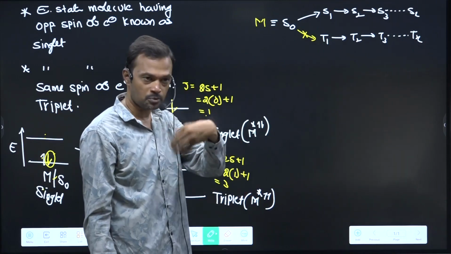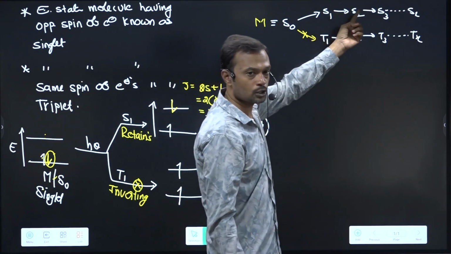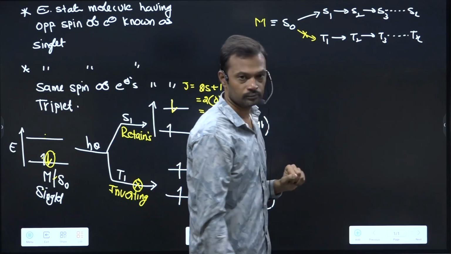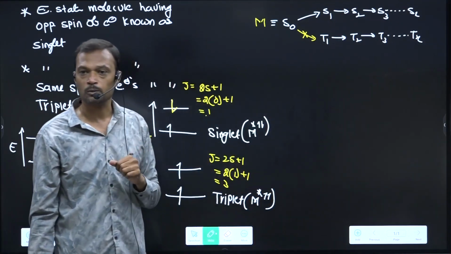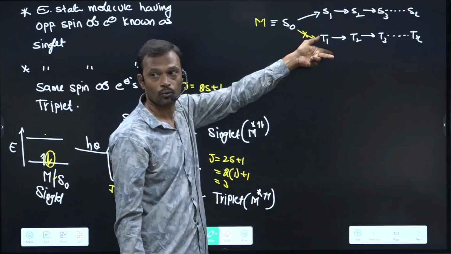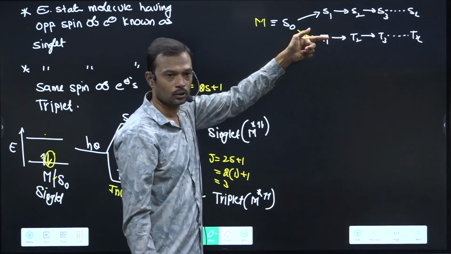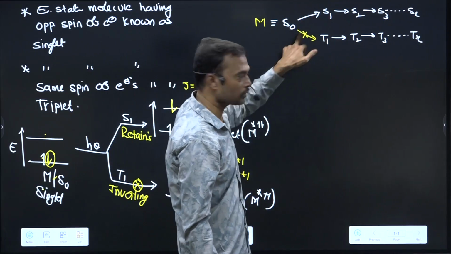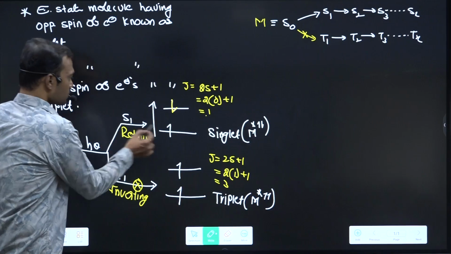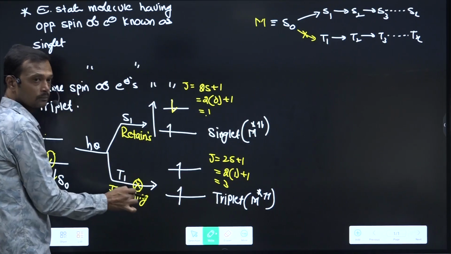When any molecule absorbs energy, directly from S0 to S1 is possible, S1 to S2 possible, S2 to S3, like that it is possible, but S0 never gives T1. Why is it not possible? Because the multiplicity is inverted. Singlet converted to triplet, possible? No. Singlet to singlet is possible. That's why any molecule is always excited only in this direction, not this direction. It is an indirect direction, not possible directly.